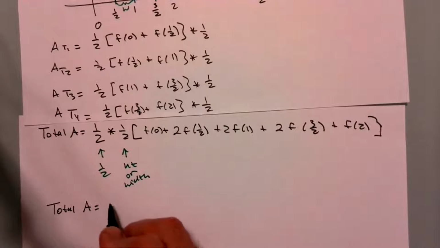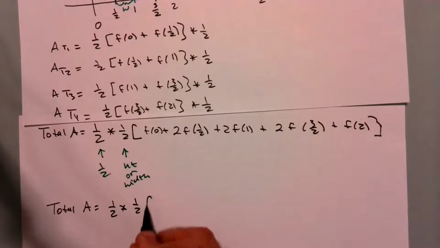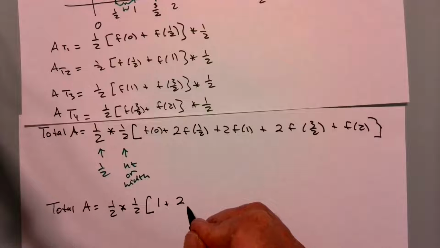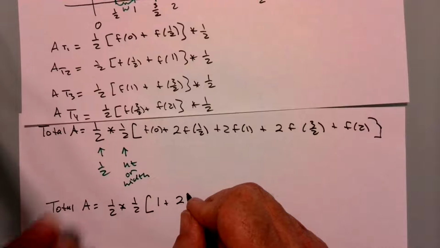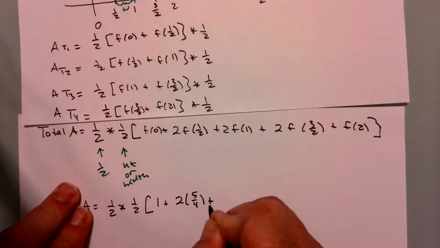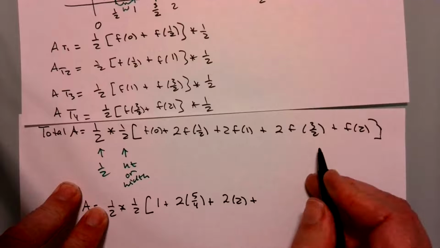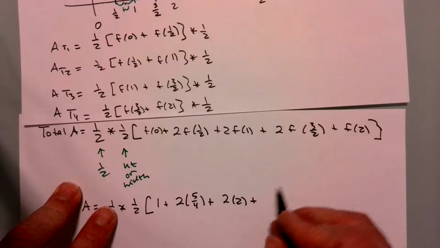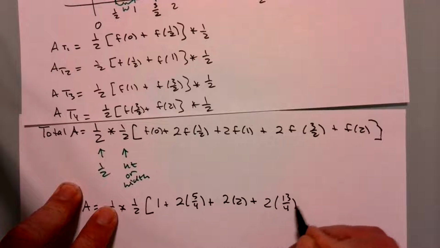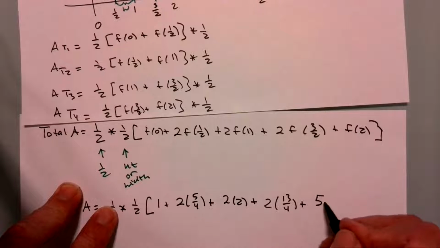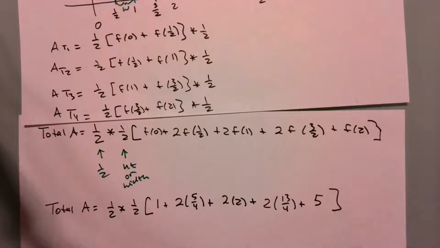if at all possible. So total A, 1 half times 1 half. F of 0 is 1. 0 squared plus 1 is 1. F of a half, as we saw before, we said it was 5/4. 2 times 5/4. F of 1, 1 squared plus 1 is 2, plus 2 times 2. F of 3 halves, 3 halves squared is 9/4, plus 1 is 13/4. Plus f of 2, what is f of 2? 2 squared is 4, 4 plus 1 is 5. So we put all that together, what do we get?